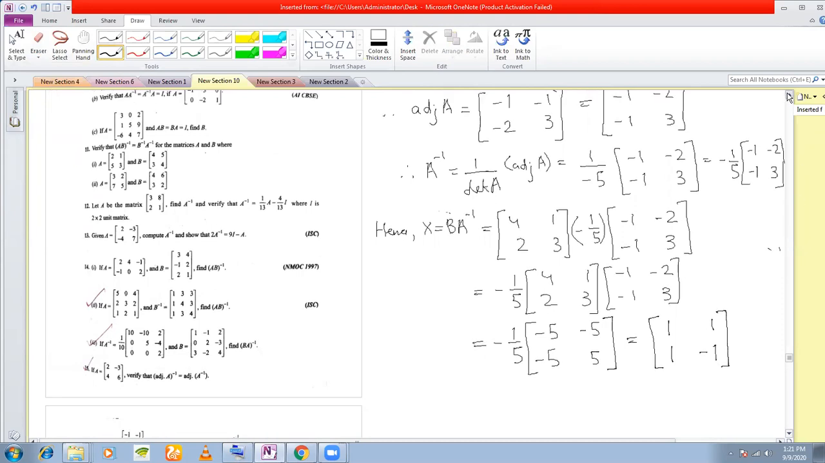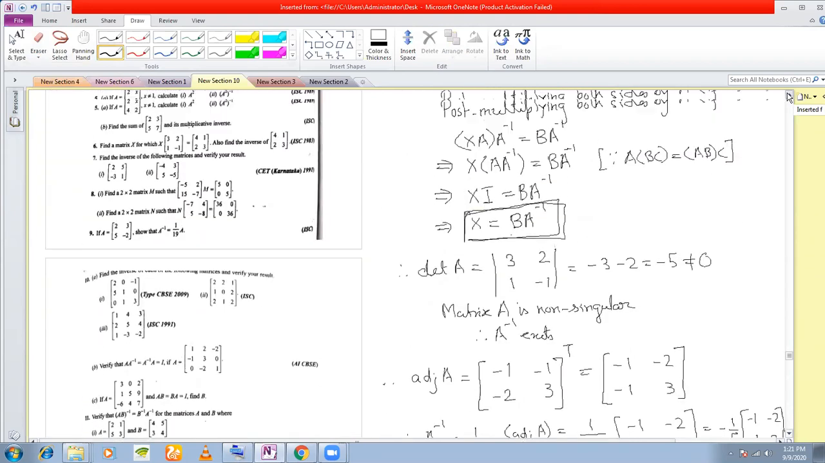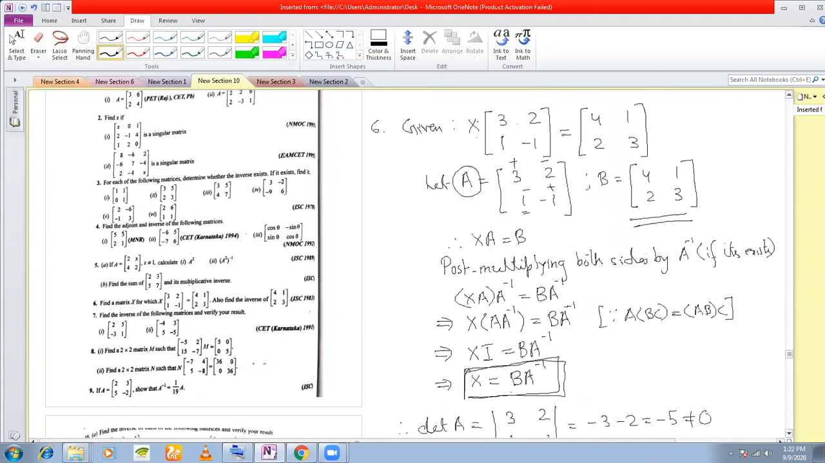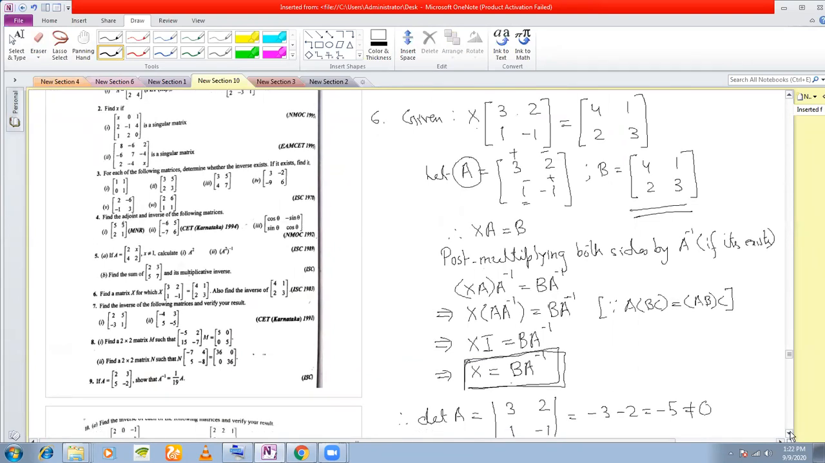But back in class 10, what we used to do? We used to take x as a, b, c, d and then we used to do it. But here we'll work it out in a different and better way. So this is x is equal to B A inverse.